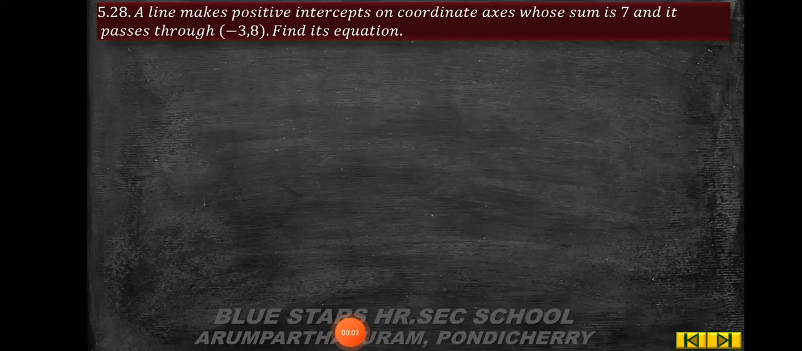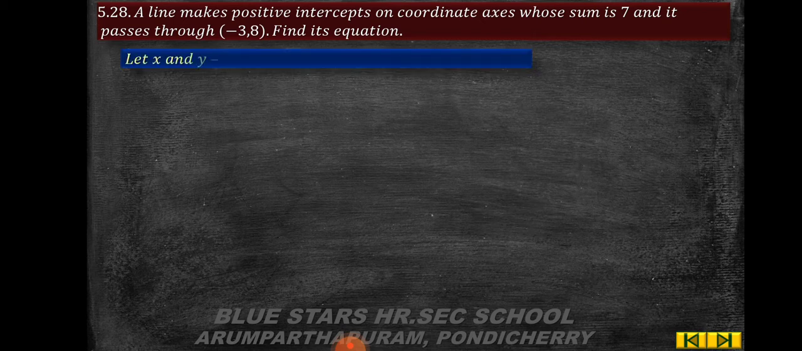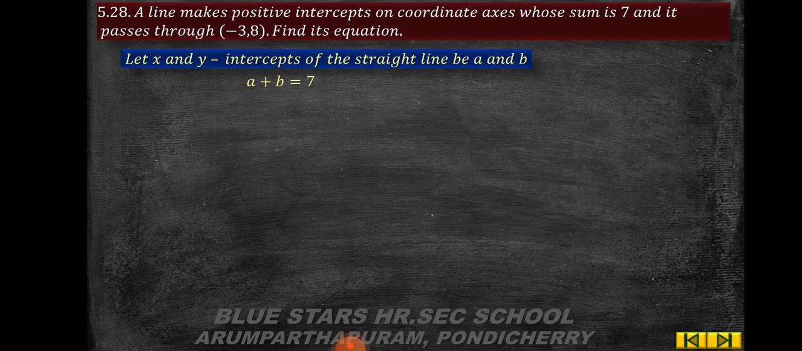Good morning students. Today we are going to see exercise 5.3 continuation. Now we are going to see example 5.28. A line makes positive intercepts on the coordinate axes whose sum is 7 and it passes through (-3, 8). Find its equation. So let the x and y intercepts of the straight line be a and b.